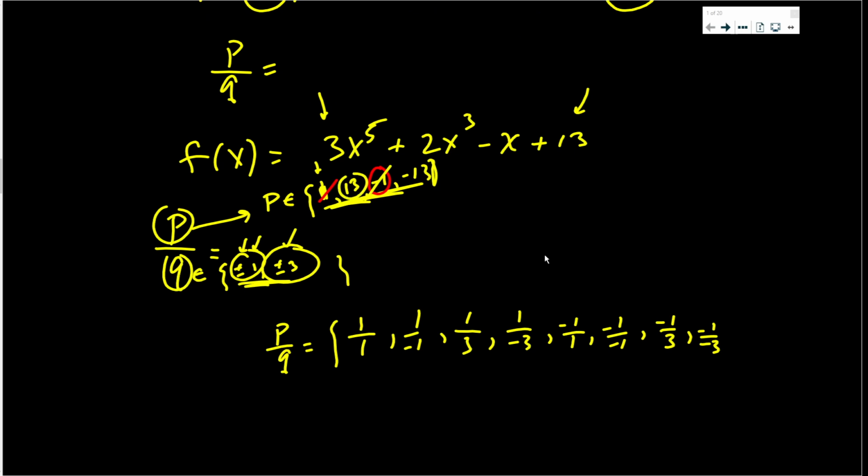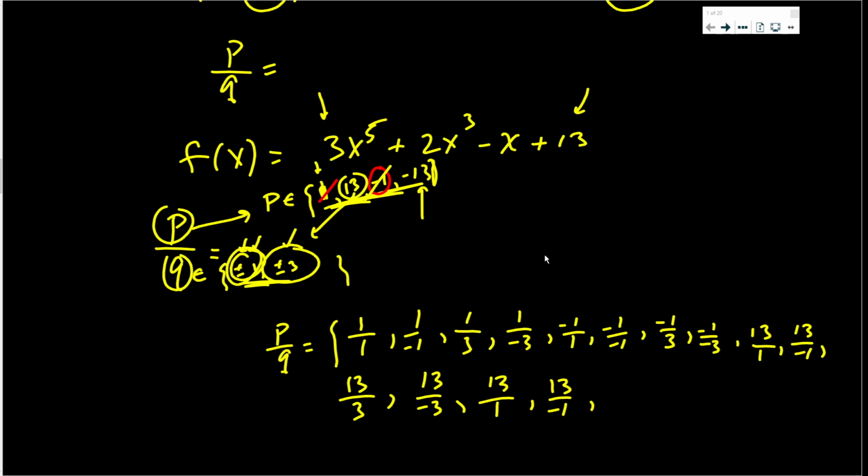Let's look at 13. I can have 13 over plus or minus 1. And I can then have 13 over plus minus 3. 3, negative 3. Then we go to negative 13. I can divide it by plus or minus 1. And then I can divide the 13 by plus or minus 3.